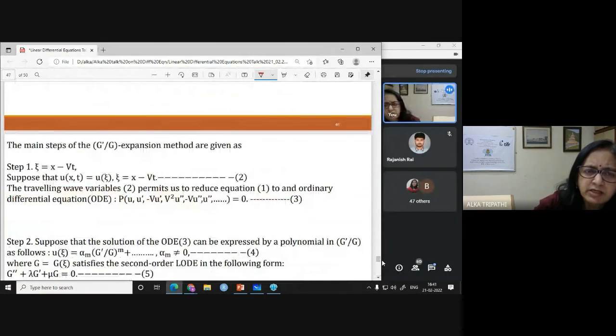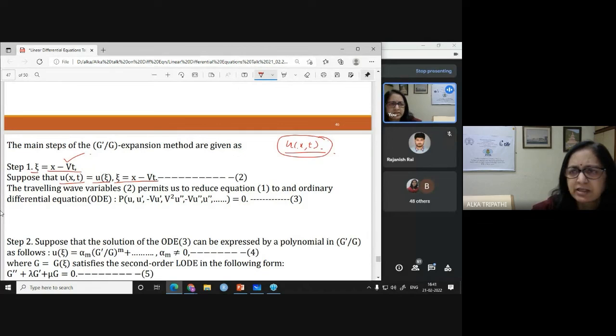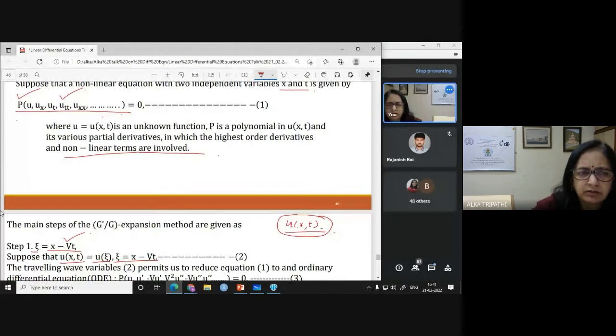Since we have u of x, t, that is more than one independent variable, we will convert it into a single independent variable by assuming xi equal to x minus vt, where v is any constant. Then naturally u of x, t will be equal to u of xi, and xi will be equal to x minus vt. So now in my polynomial equation, u will be as it is, u.